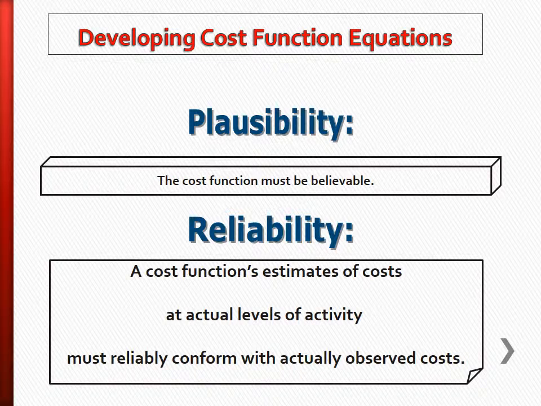Second, the cost function derived must be reliable. That means that if we were to remeasure it, we would get the same or similar results. A cost function's estimates of cost at actual levels of activity must reliably conform with the actual cost observed. All right, in session number 6, we're going to turn to least squares regression analysis.